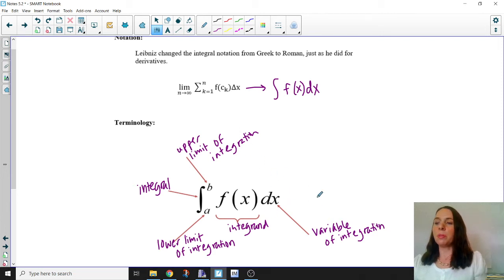Okay, and that will become really important as you study using integrals in differential equations and double and triple integrals in multivariable calculus. There's so much fun to be had with your variable of integration there. Okay, so here's how you read an integral. You say the integral from a to b, if there are numbers here, of f of x, whatever this function is, dx.